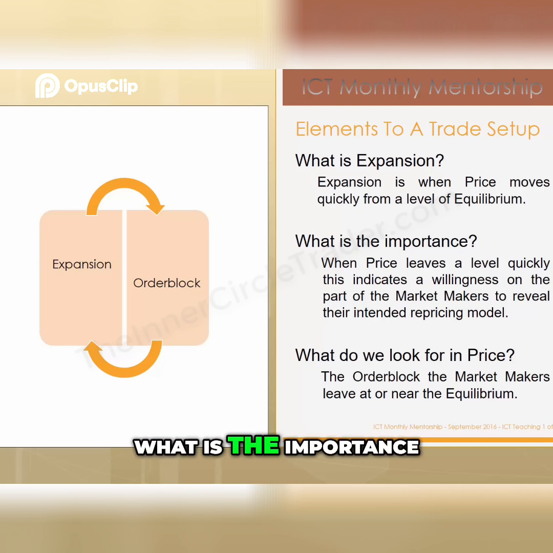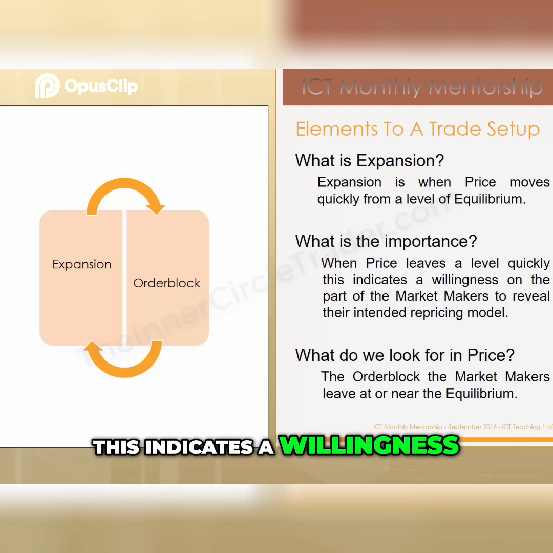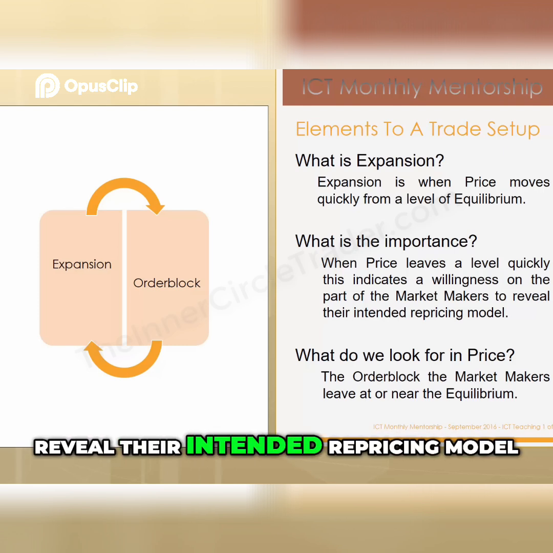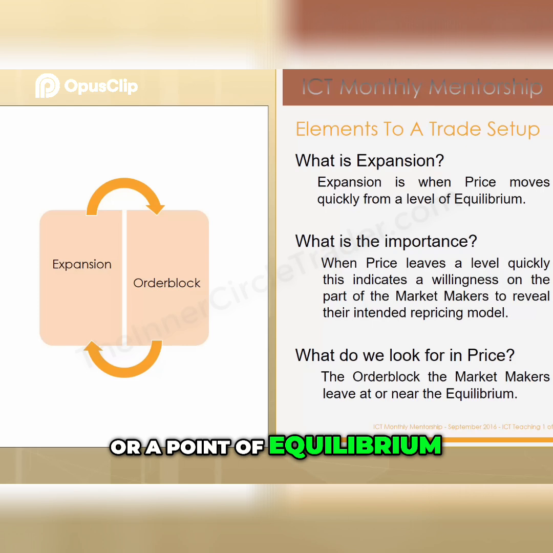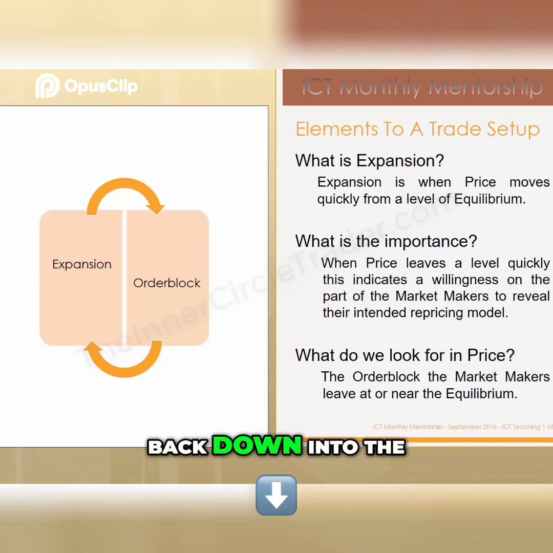Now, what's the importance of knowing expansion? Well, when price leaves a level quickly, this indicates a willingness on the part of the market makers to reveal their intended repricing model. Now, what does that mean? Well, if we're in a consolidation, or a point of equilibrium, if price were to move up quickly, that would give us an indication of looking for a bullish order block. We don't want to chase price. We're going to wait for price to come back down into the order block.